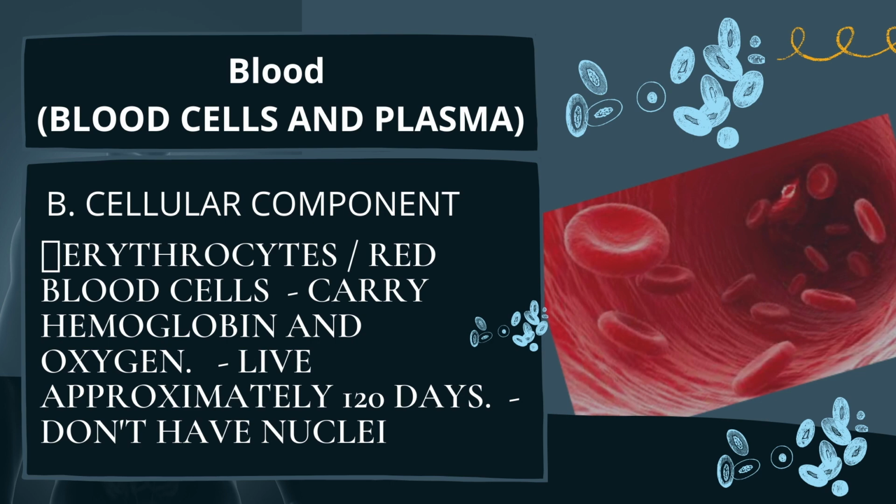These disc-shaped cells transport oxygen and carbon dioxide. They are produced in the bone marrow of the long and flat bones like ribs and femur. They lose their nuclei at maturity and live for approximately 120 days. All red blood cells are destroyed in the liver and spleen and contain hemoglobin.